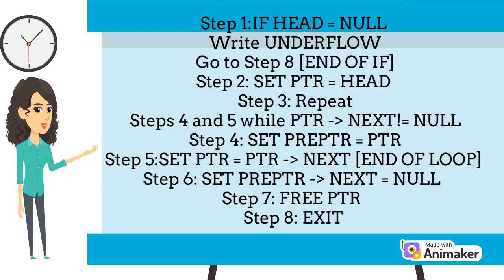Now we can see the algorithm for the deletion operation performed in the singly linked list. Step 1: if head equals null, write underflow, go to step 8, end of if. Step 2: set ptr equals head. Step 3: repeat steps 4 and 5 while ptr->next not equal to null. Step 4: set preptr equals ptr. Step 5: set ptr equals ptr->next, end of loop. Step 6: set preptr->next equals null. Step 7: free ptr. Step 8: exit.